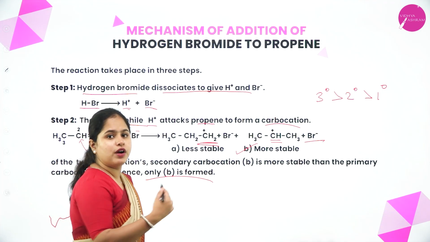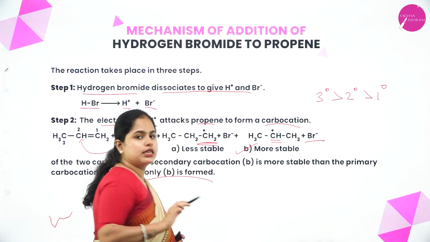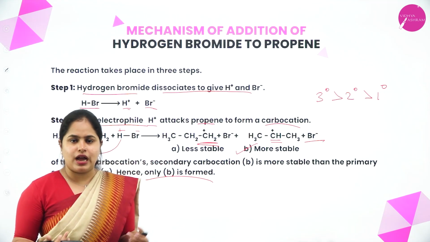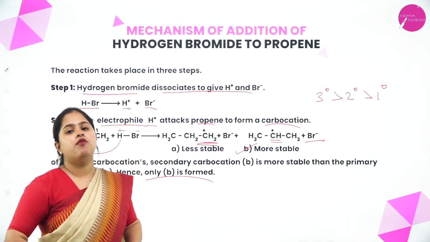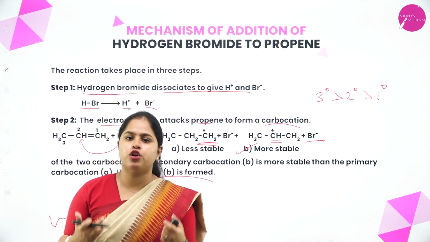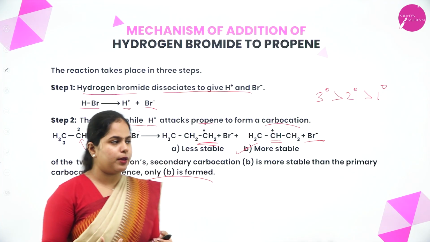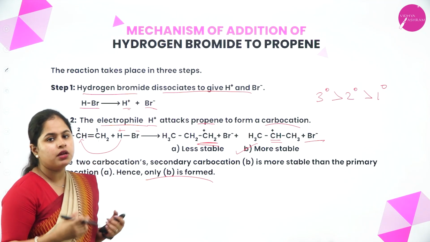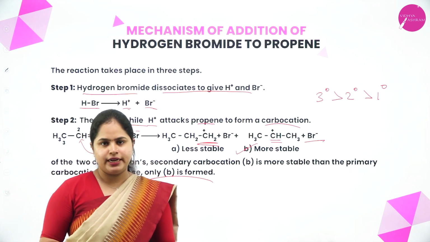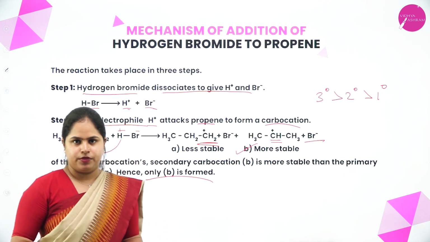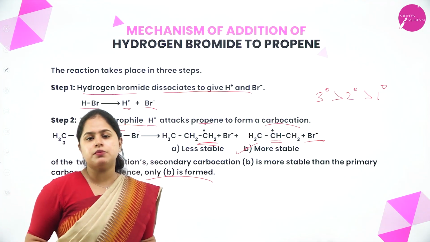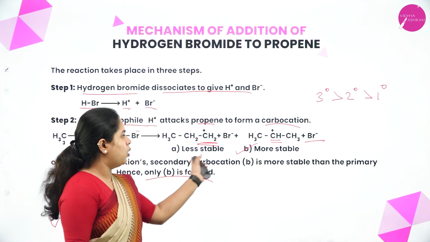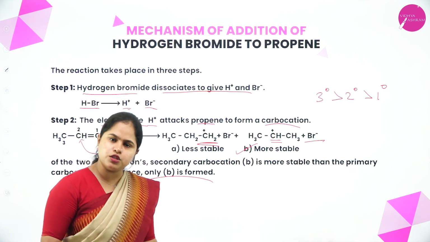So out of these two, why are we preferring this one? Because it is more stable. It is a secondary carbocation, right? What we are studying here is why we follow the Markovnikov rule. I told you the negative part of the reagent will get attached to the carbon atom having the lesser number of hydrogen atoms. But why is this happening? What is the mechanism behind it? Okay, so I hope the second step is clear for you. Out of these two, the secondary carbocation is more stable.